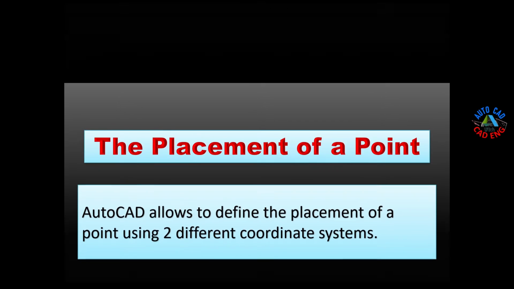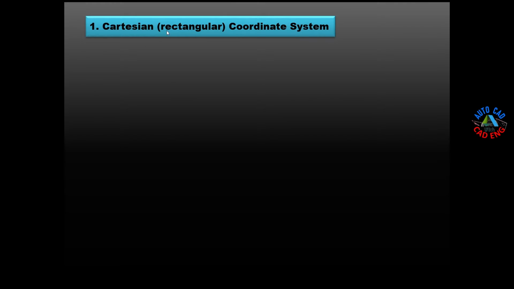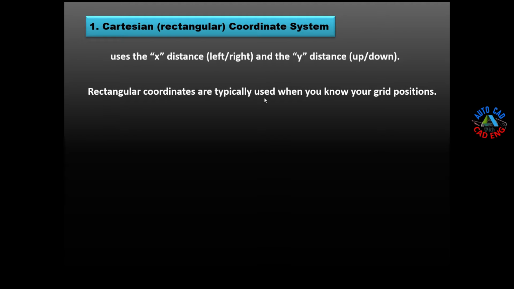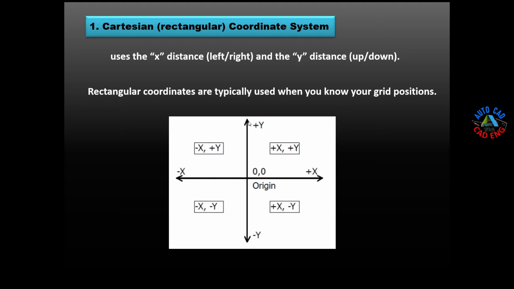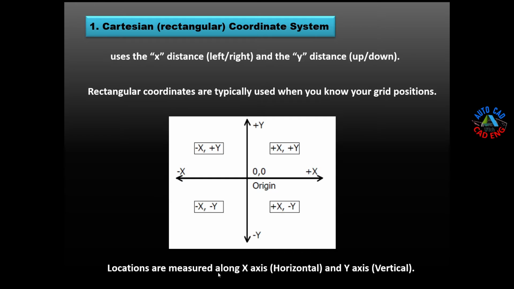AutoCAD allows you to define the placement of a point using two different coordinate systems. What are they? Cartesian, that is the rectangular coordinate system. What is that? X distances and Y distances are used. Rectangular coordinates are typically used when you know the grid position. And what's the grid? It's actually the x-axis and y-axis. Locations are measured along the x-axis horizontally and the y-axis vertically.